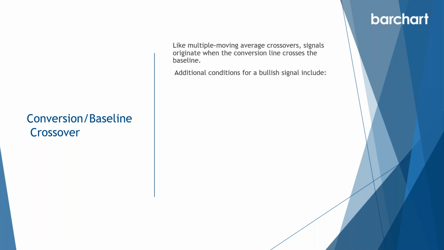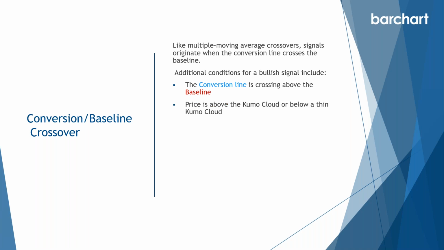Some of the additional conditions we can look for, and I'm going to take this again from a bullish signal, is we want to see the blue line over the red line. We want to see price above our cloud or breaking through a thin cloud. Again, we want to make sure our lagging span has entered into clear air, that open space, and our future cloud should be green.